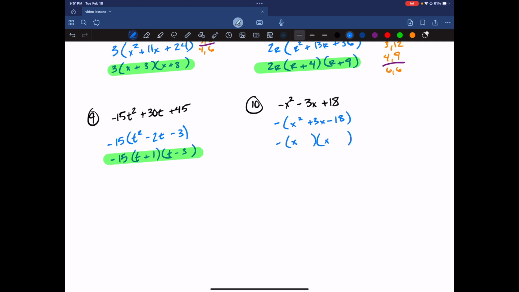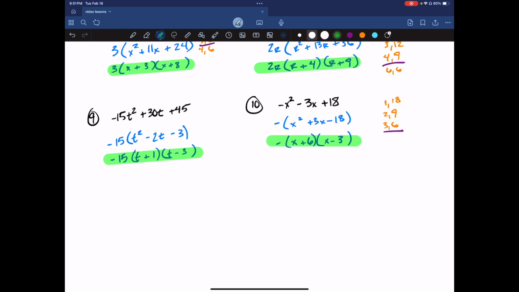X, x, plus, minus, and then my factors of 18 are 1 and 18, 2 and 9, 3 and 6, and that's it. Okay, and then if I want 3 in the middle, because my signs are different, I subtract. So it's going to be that one. Okay, and then the middle term is positive, so 6 gets the positive, and then I have minus 3.